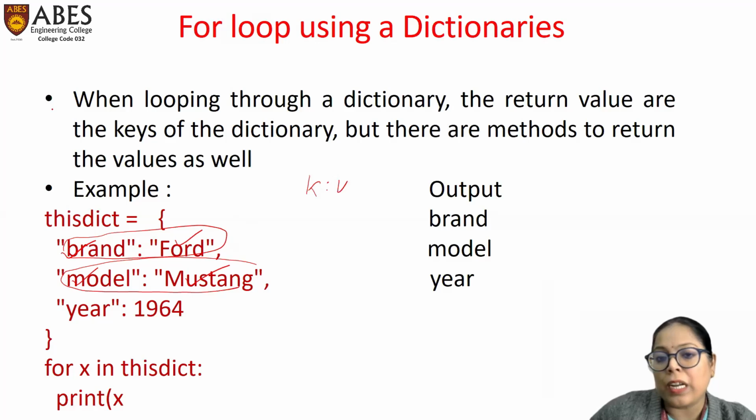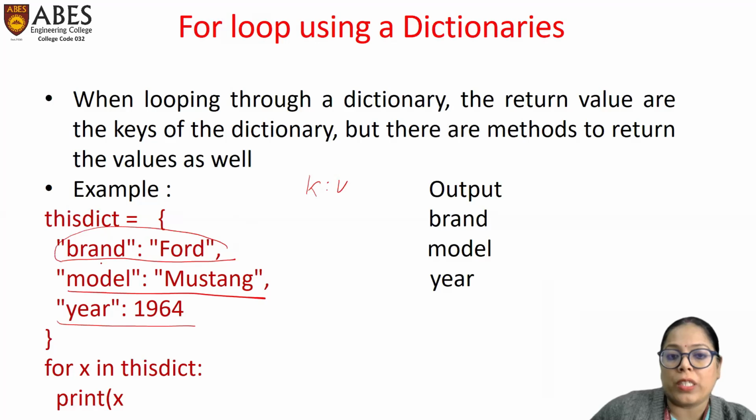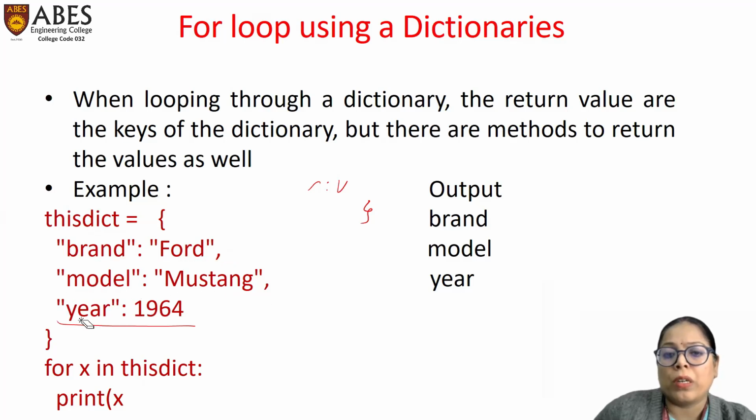And remember this, that key value pair is one element, this is the first element, this is second element, and this is third element. So the element always exists in key value pairs in case of dictionary, and it is written inside curly braces. So this is your dictionary. Now we will see how for loop works with dictionary.